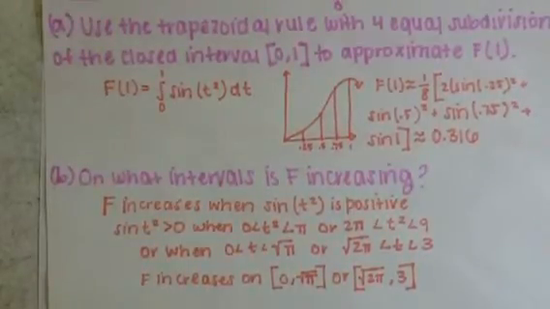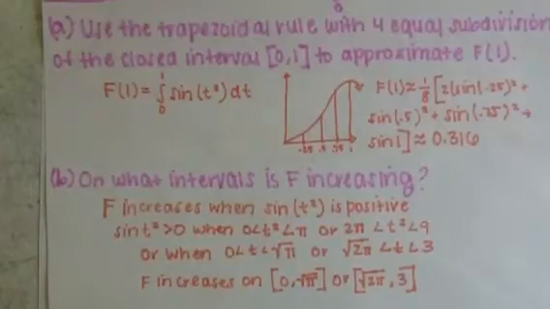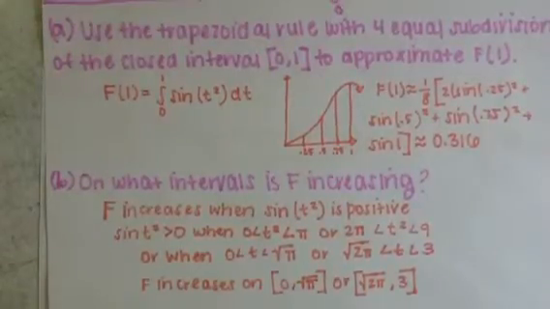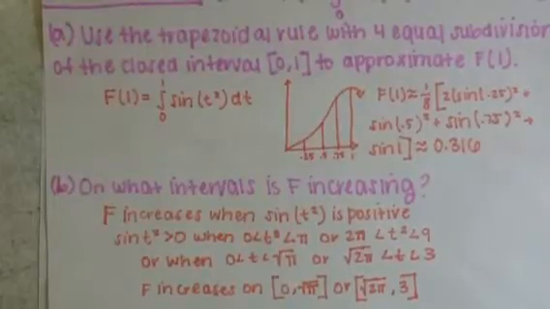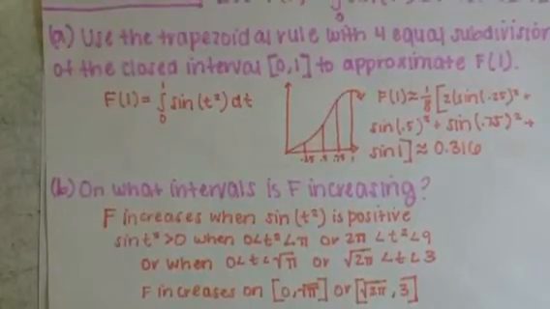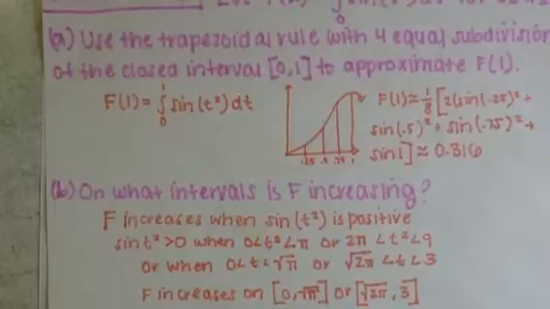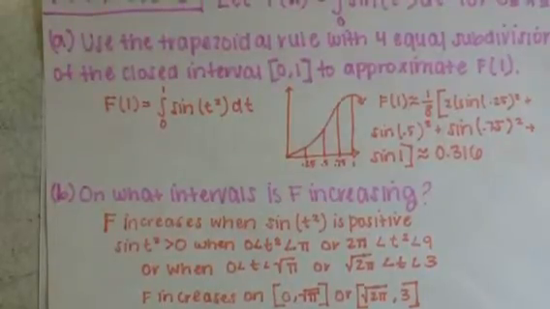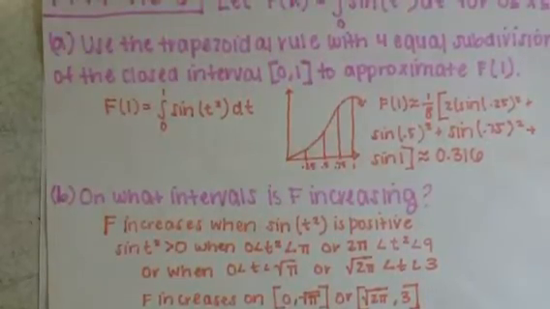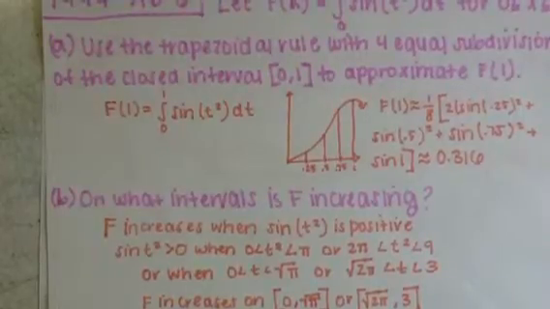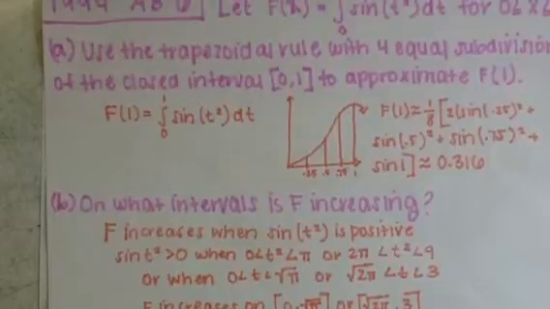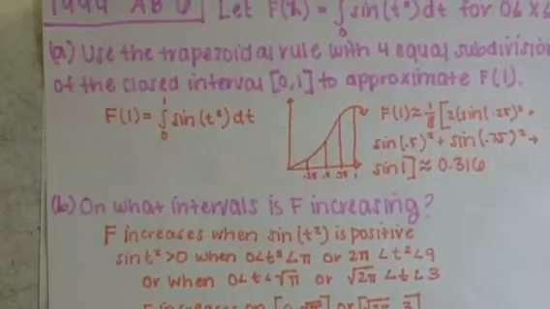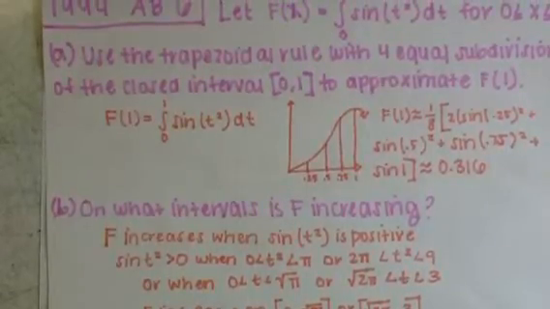So they simplified that, so f could increase when t, not t squared, but only t, is between 0 and the square root of pi, or when it is between the square root of 2 pi and 3. So the simplified version is the one they went with. So f of x increases on the intervals from 0 to square root of pi, and from square root of 2 pi to 3.